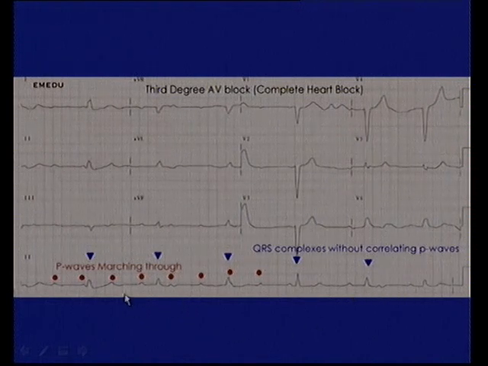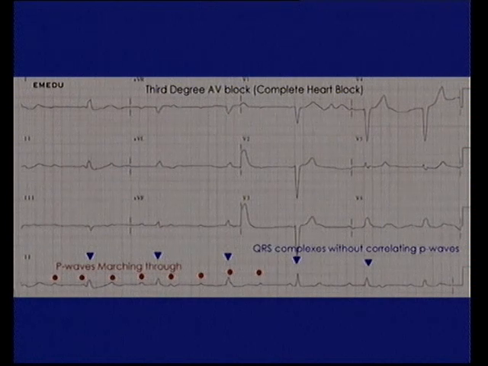Okay, we can see here what is happening is, if you take the long lead, these are the QRS complexes, okay, and the smaller ones are the P waves. If you see, there is no association between the P and the QRS. P is moving at its own rate, QRS is moving at its own, so complete AV dissociation, okay. So in which condition are you likely to see complete AV dissociation? Acute myocardial infarction, especially inferior wall.